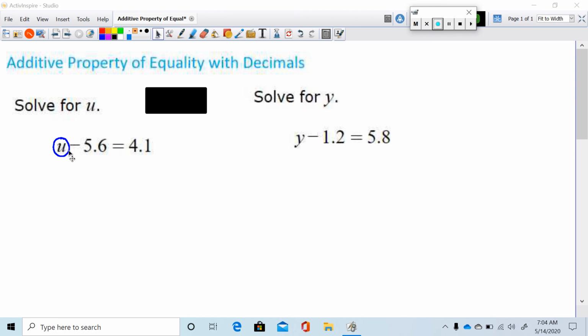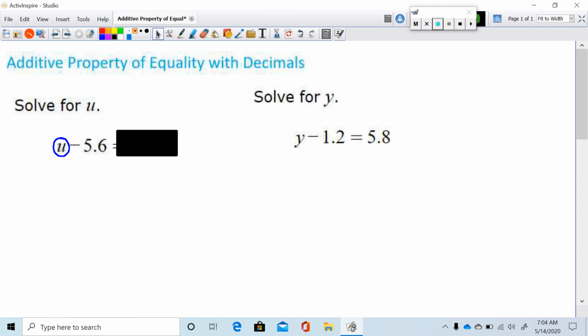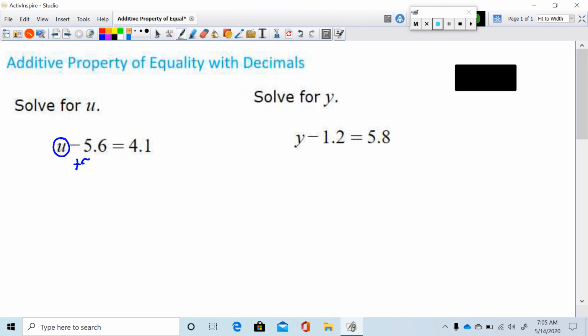Okay, you want to look on the same side of the equal sign as that letter that's circled. In other words, let me just cover up the equal sign and everything else. So you need to get rid of whatever's with that, and we always get rid of things by doing the opposite. So we need to get rid of subtracting 5.6. Well, the opposite of subtracting is adding. So I'm going to add 5 and 6/10 to each side.